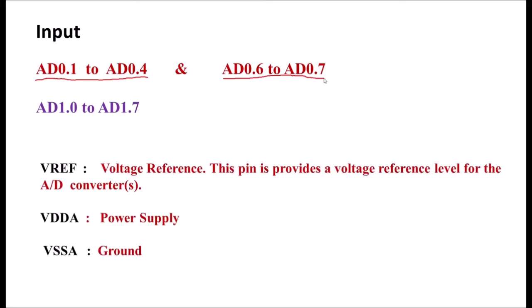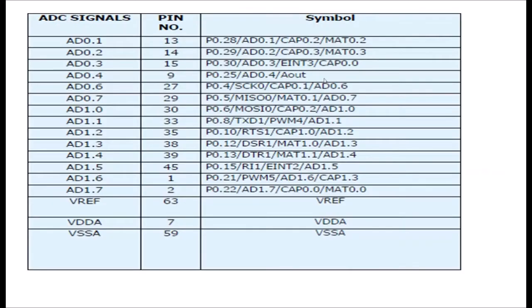The V reference voltage is available at VDD-A, that is the analog supply for the analog input. So that power supply voltage we have to connect, and VSS is the ground terminal. These are the pin numbers used for the ADC inputs. AD0.1 uses pin number 13, AD0.2 uses pin 14, and so on. V reference is pin 63, VDD is pin number 7, and VSS is pin number 59.